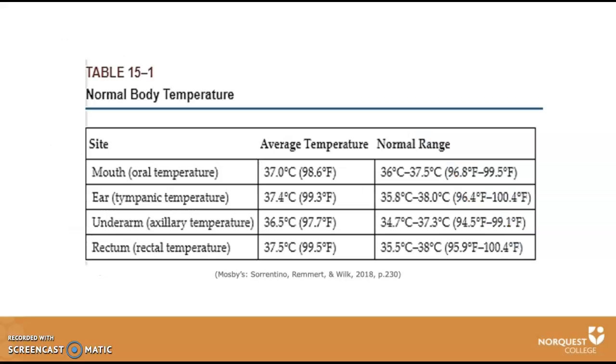The table shows the average temperatures for each site. It also shows what the normal range of temperatures is for each site. You will record the temperatures you take in a logbook, for instance, or in a vital signs flowsheet. If a temperature is outside of the normal range, you should report it immediately.